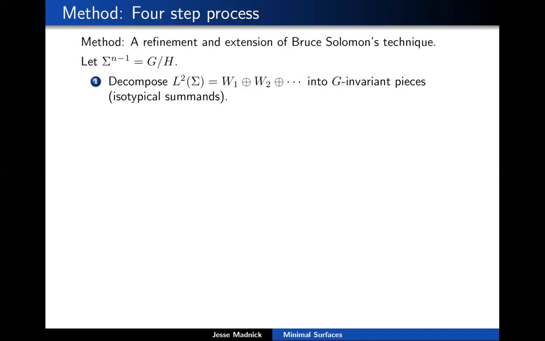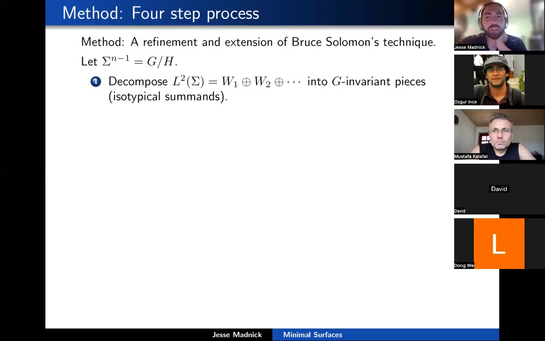Okay, so what is this 4-step process? Sigma is homogeneous, so you can express it as G mod H, and there's a G-invariant Riemannian metric on it. The first step is to decompose the L2 functions into G-invariant pieces. These G-invariant pieces are called isotypical summands. I'll indicate how to do this a little later.